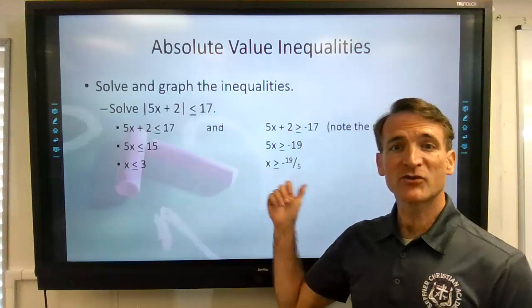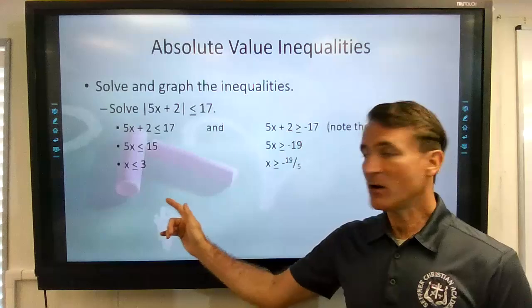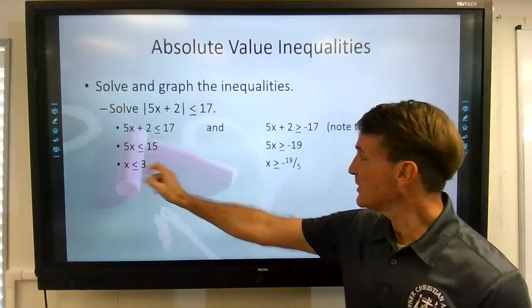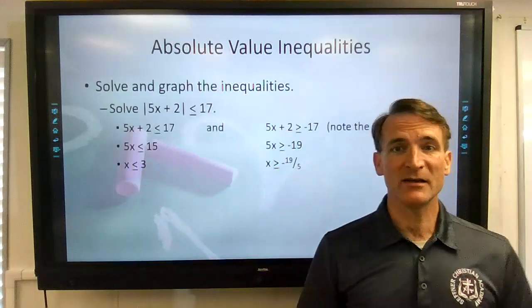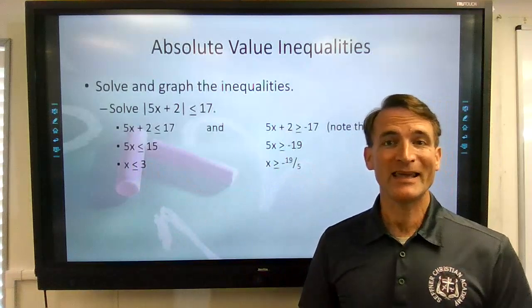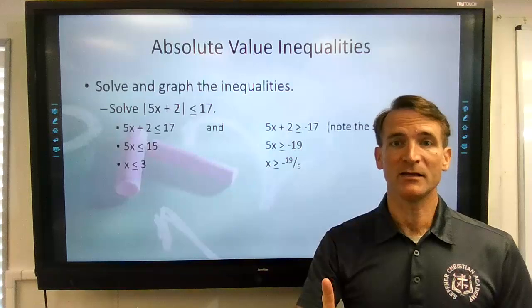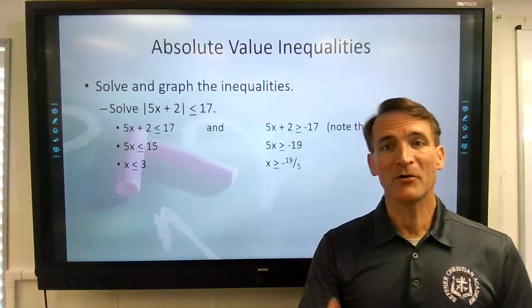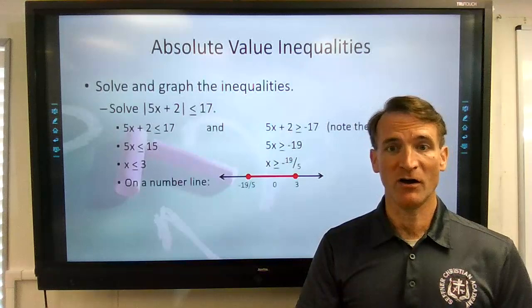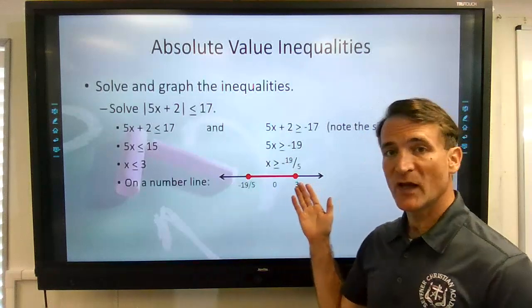These can be equal, so I'm going to be using dots. Can I have values that are less than 3 and greater than negative 19/5? Yes, I can, simultaneously. So therefore, I'm going to have an intersection of points. So it's going to look like this.